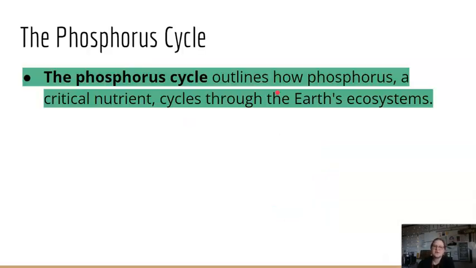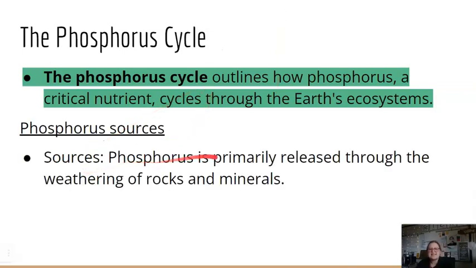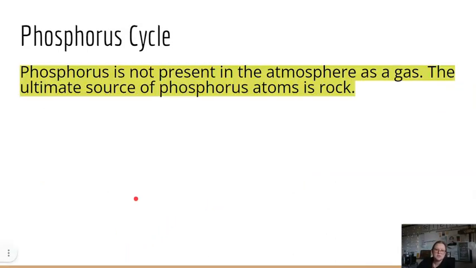So we're going to start with the phosphorus cycle, which outlines how phosphorus, which is a critical nutrient, cycles through Earth's ecosystems. For the sources of phosphorus, it's going to primarily be released through the weathering of rocks and minerals. A lot of the other nutrients that we look at cycle through more biotic factors, through living things, but phosphorus is going to be more of a mineral. So it's coming from rocks and minerals.